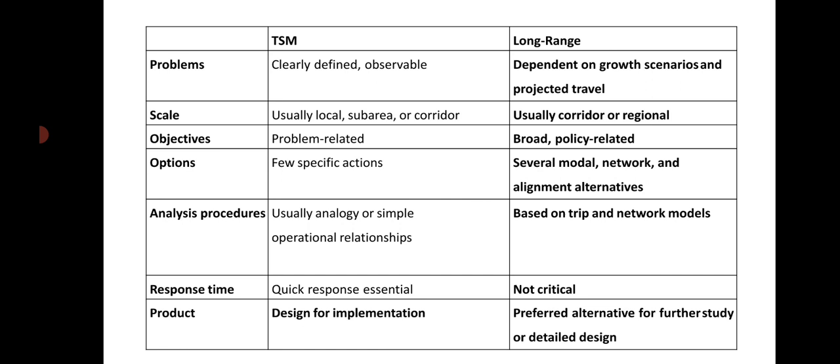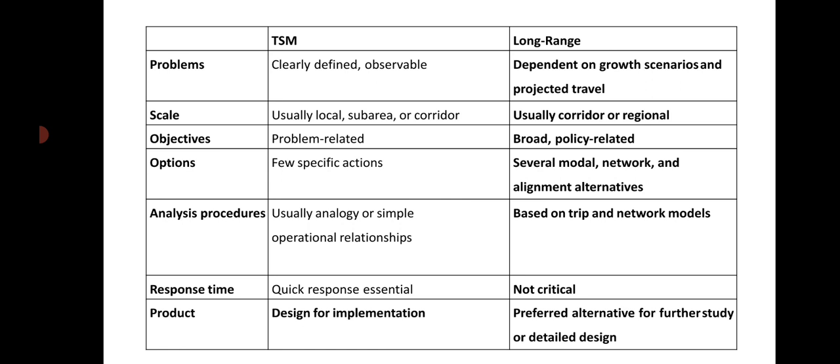Then objectives are also based on the problem. So what is the problem? Okay, the problem is that at Pujapura junction there is traffic congestion, or there are frequent accidents at a particular spot. So you have to identify the problem, and for that problem you have to set an objective. That is TSM. And also options, there will be a few specific options. You can't identify a number of alternatives in such a case, one or two, one flyover or another method.